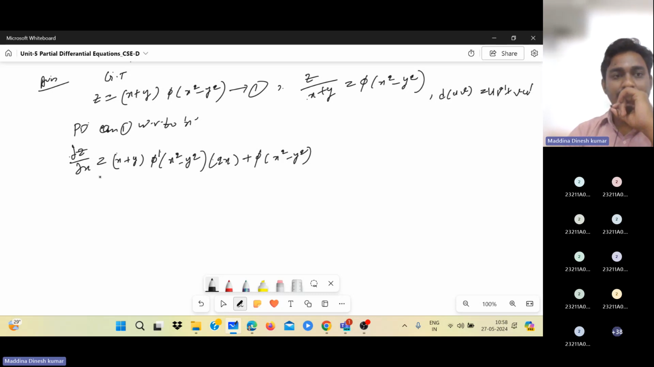Okay, we are doing with respect to x. This x will become 1 plus this y will become 0. So 1 plus 0 is 1. So into 1. That's it. In place of dou z by dou x, you can write p.